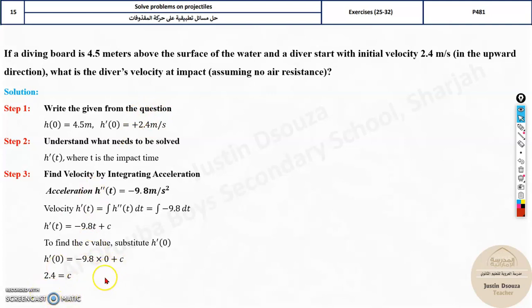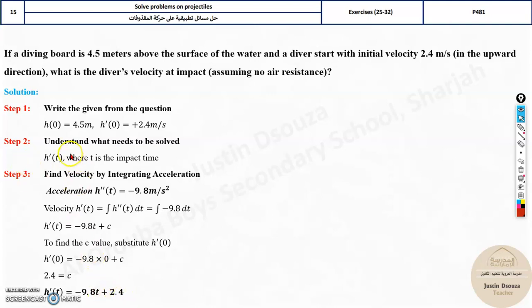Now I hope you're clear until here. We took the acceleration, which is a constant value, integrated it, found the velocity, and to find the C we substituted h dash of 0 and found the C value is 2.4. Now we can write h dash of t is minus 9.8t plus 2.4.